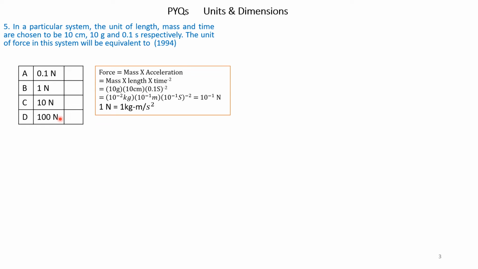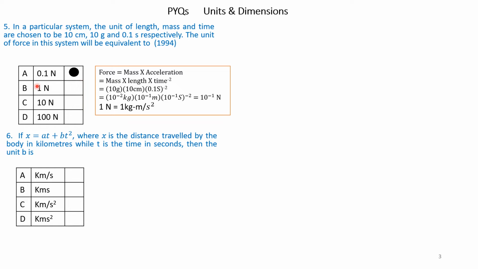Let us find out. We know force is equal to mass into acceleration, and acceleration is length divided by time square. So substituting, we get 10 g is the mass, 10 centimeter is the length, and 0.1 seconds is the time. We have to convert grams into kg. That becomes 10 to the power of minus 2 kg, and centimeters into meters, 10 to the power of minus 1 meters, and 10 to the power of minus 1 seconds whole square. Simplifying, it becomes 10 to the power of minus 1 newtons, because 1 newton is equal to 1 kg meter per second square. The correct answer is 0.1 newton. Let us mark it. Next question.